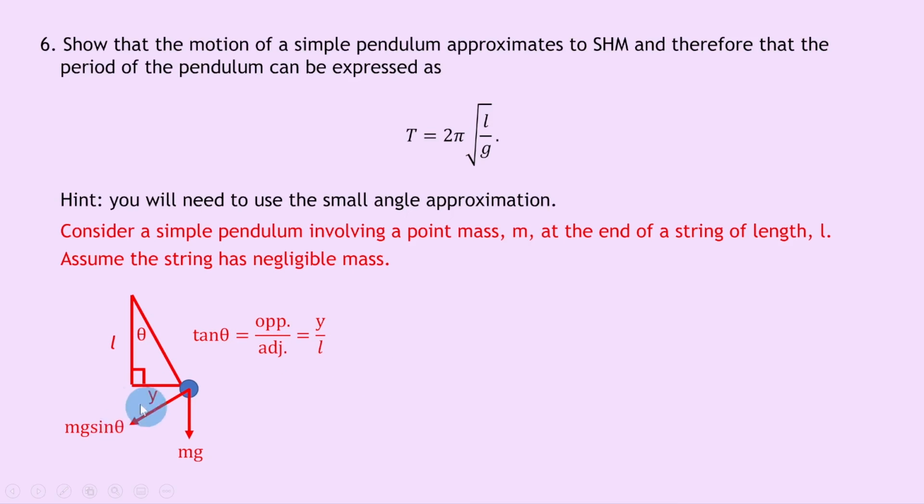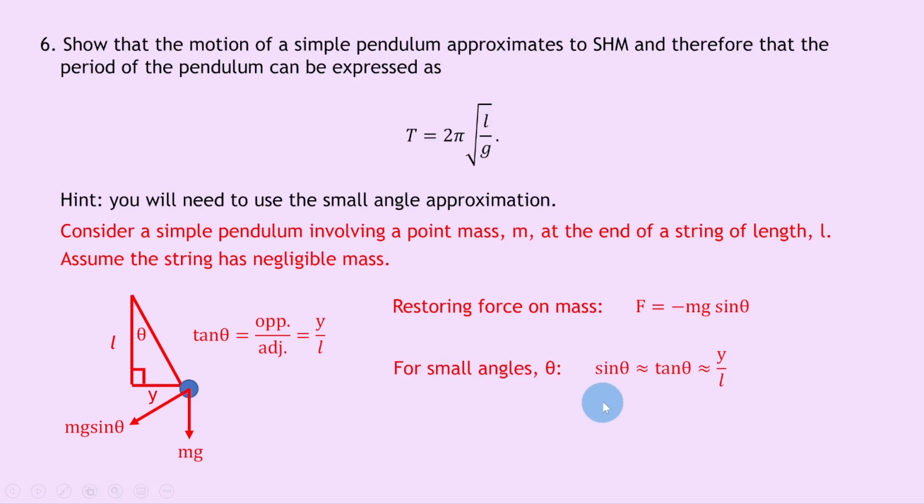And remember we said this component of the force gives rise to the restoring force, so we have that the restoring force on the mass is given by F equals minus mg sine theta, where the minus sign is there to tell us that the restoring force acts in the opposite direction to the displacement y. Now we can use a small angle approximation, which says that for small angles theta, sine theta is approximately equal to tan theta, which in this case is approximately equal to y over L. So that means we have that sine theta is equal to y over L, which we can replace in this expression for the restoring force. So therefore, we have that F equals minus mg times y over L, where we're just replacing the sine theta here with y over L.